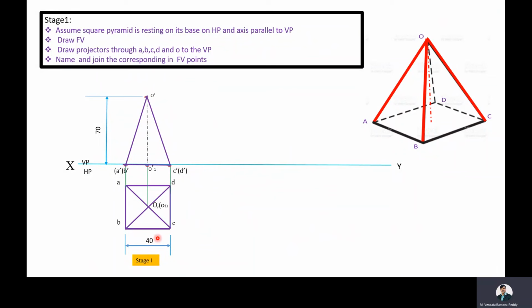Because the square pyramid is resting on its base on HP, that's why its base image, say B dash C dash, is on the XY line. With this we completed the first stage solution. Then we'll move towards the second stage solution.